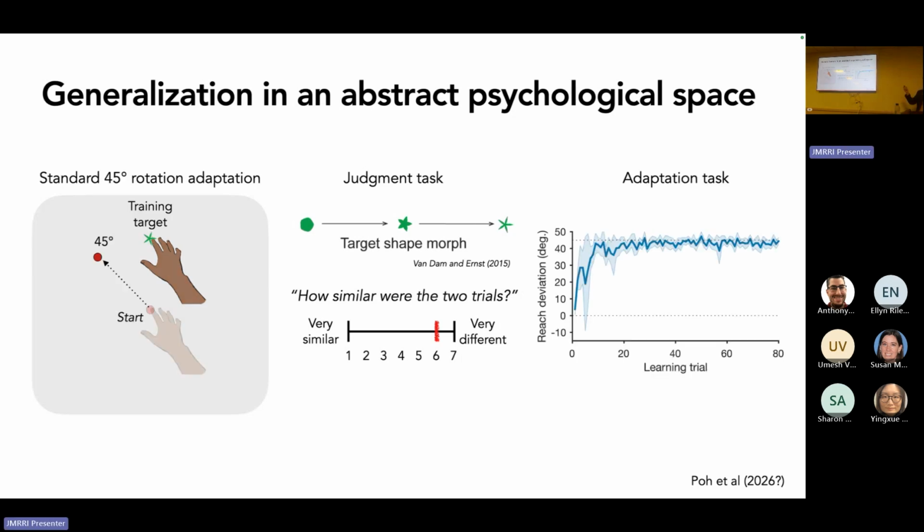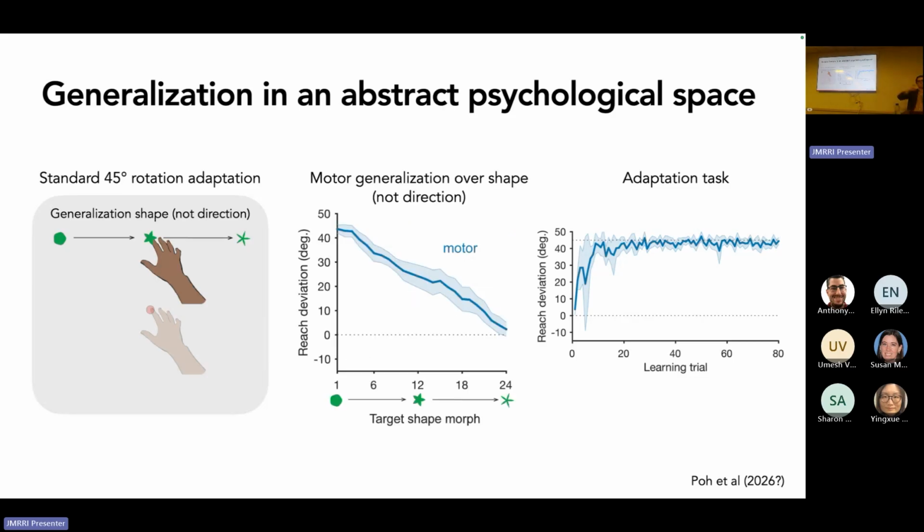And then we have them do the adaptation task. It's only one single target, right? So they learn to counteract a 45-degree rotation, right? It's good. And then we give them a generalization test. And it's not a space, but it's along that parametric dimension, right? From pentagram to star. Okay. Now what we get here is a motor generalization function that looks what? Right. Now this is not on direction, right? It's only one target location, right? It's just on the psychological or subjective shape of the target.